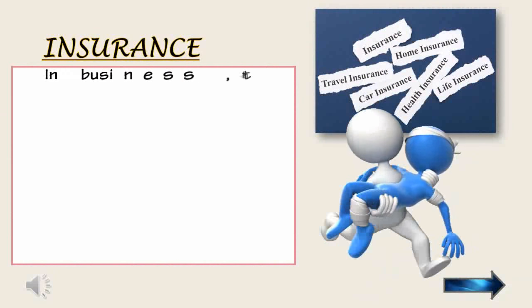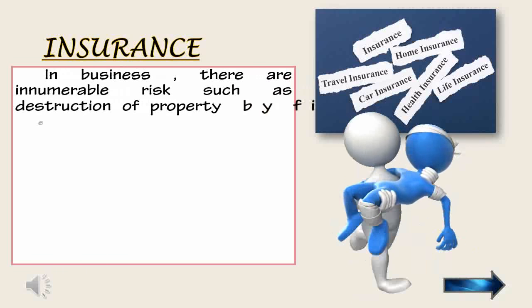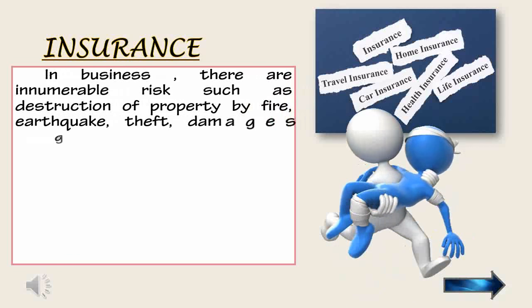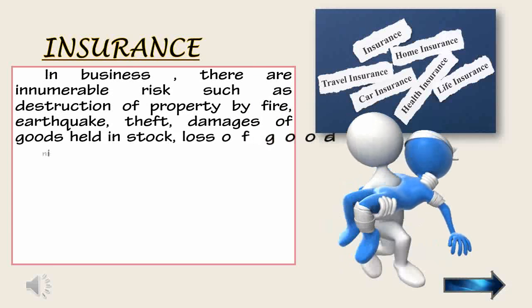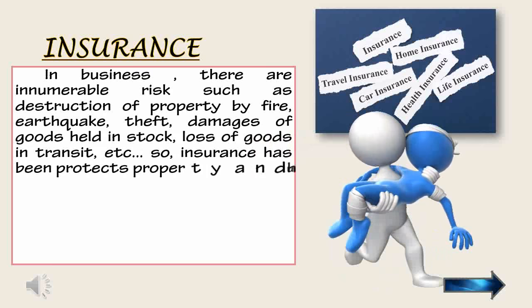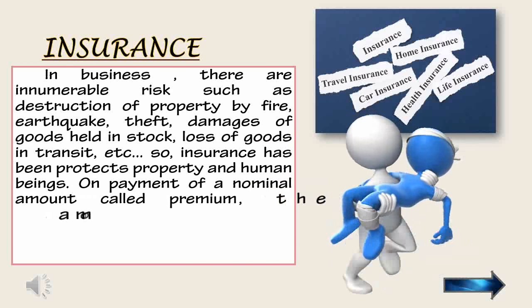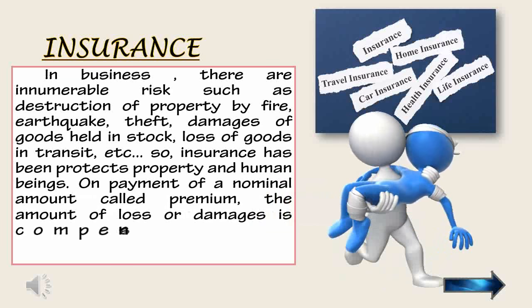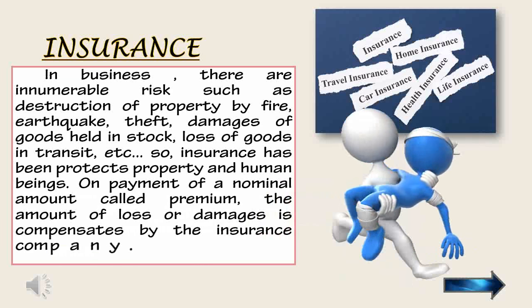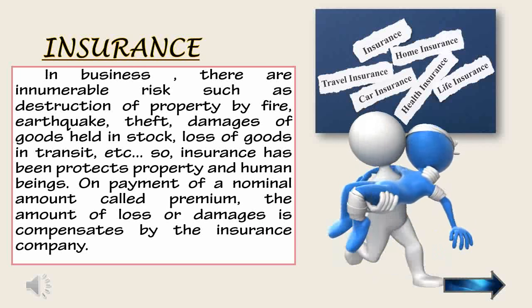In business, there are innumerable risks such as destruction of property by fire, earthquake, theft, damage to goods held in stock, loss of goods in transit, etc. So, insurance protects property and human beings. On payment of a nominal amount, the premium, the amount of loss or damage is compensated by the insurance company.